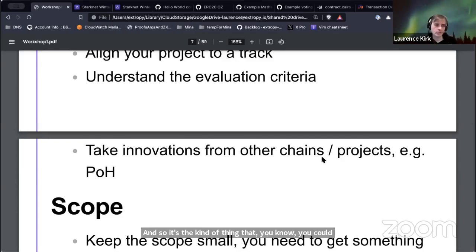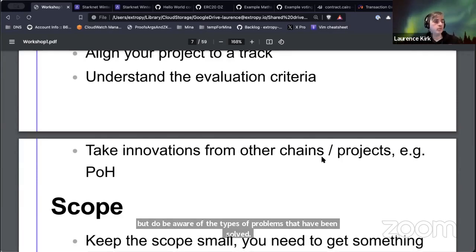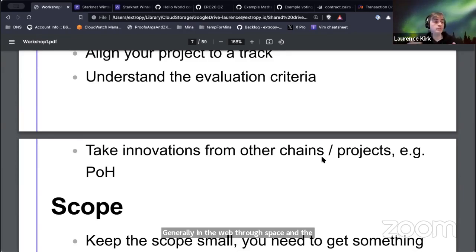That's just one particular example, but do be aware of the types of problems that have been solved generally in the Web3 space and the way that people have done that, because it could mean that those patterns would be useful for you when you're developing your own project.